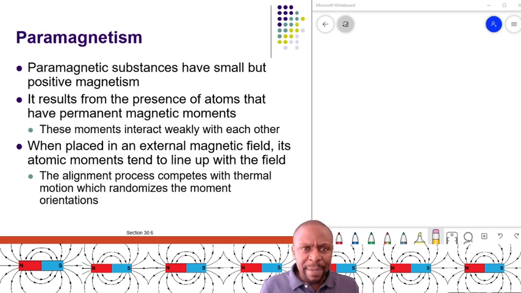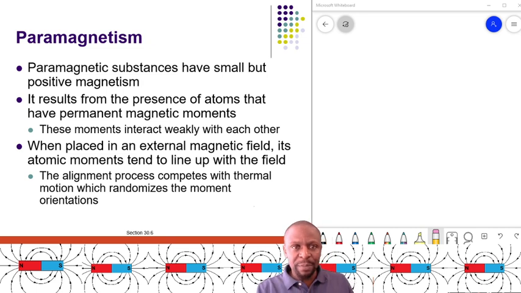Now, paramagnetic substances have a small but positive magnetism. It results from the presence of atoms that have permanent magnetic moments. These moments interact weakly with each other. When placed in an external magnetic field, the atomic moments tend to line up with the field. The alignment process competes with thermal motion, which randomizes the moment orientation.